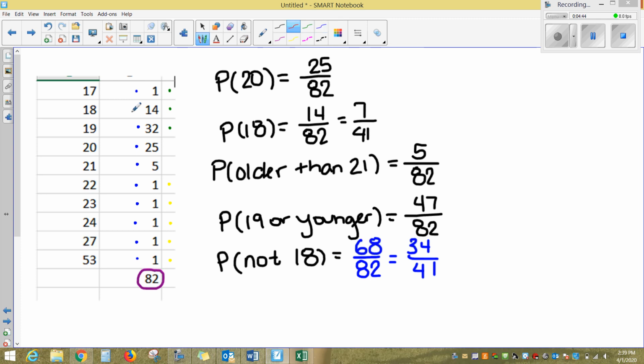Or we said the probability that that student would be 18 is 14 out of 82, which is 7 out of 41. So if I want the probability that the student is not 18, I could take 1 minus the probability that the student is 18, or 1 minus 7 over 41. And if we take 41 over 41 minus 7 over 41, we get 34 out of 41.